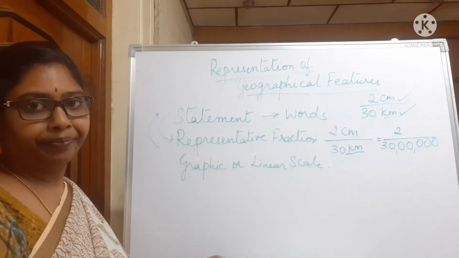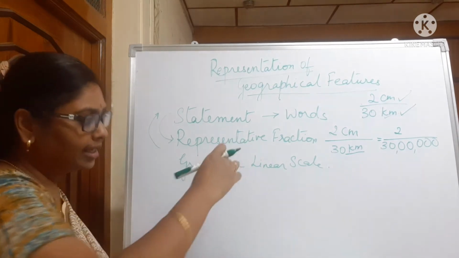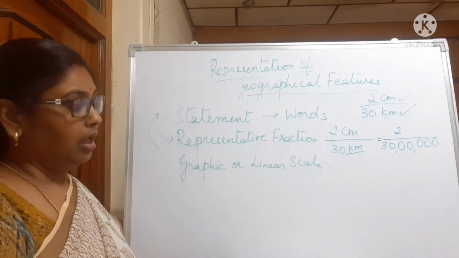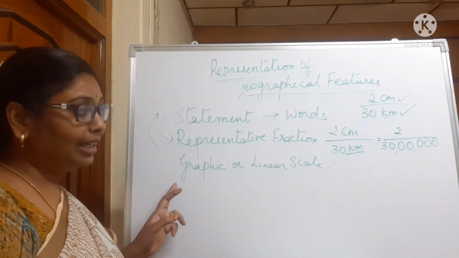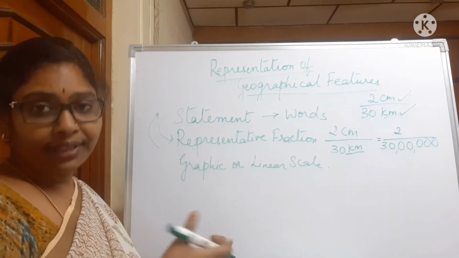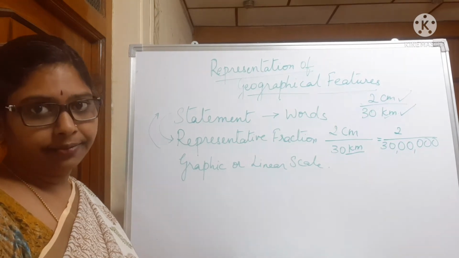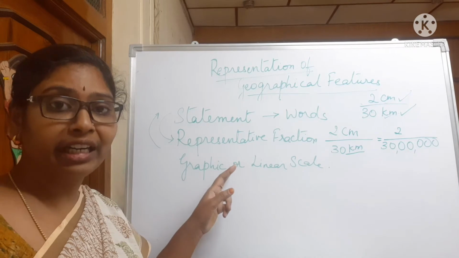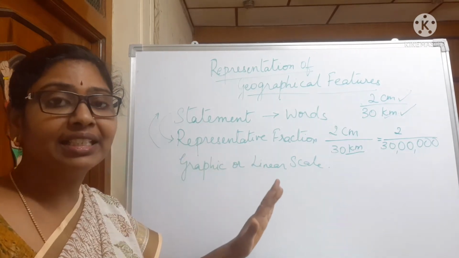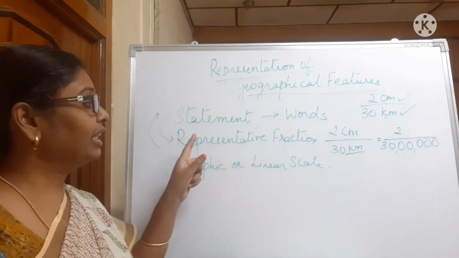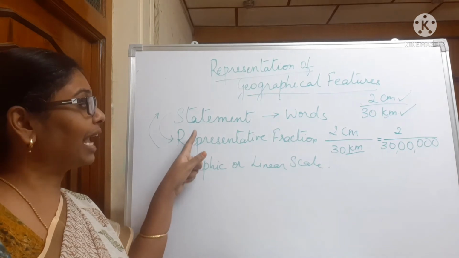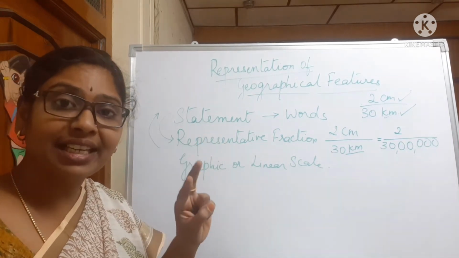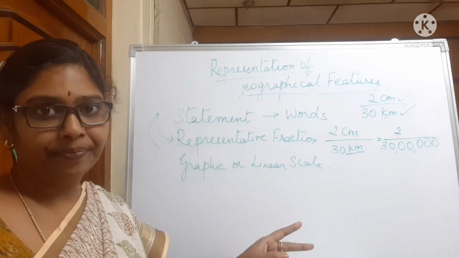Okay. And the next one we are going to see is the graphic or linear scale. This graphic or linear scale is the most sophisticated method, a very good method. In a linear scale method, when a map is enlarged or reduced, we do not find differences in the scale. But in case of representative fraction or statement method, we find differences in the scale.